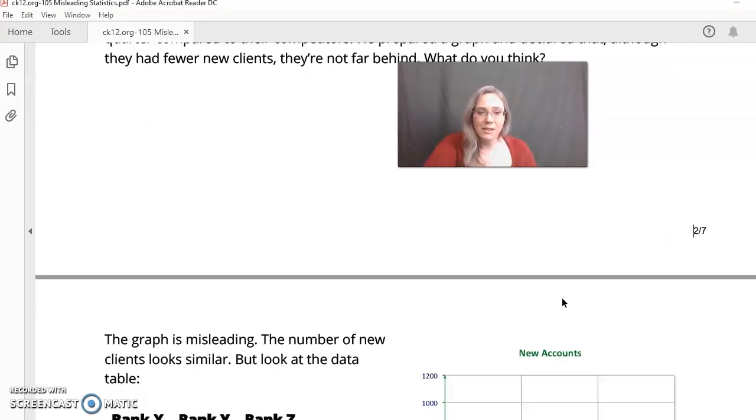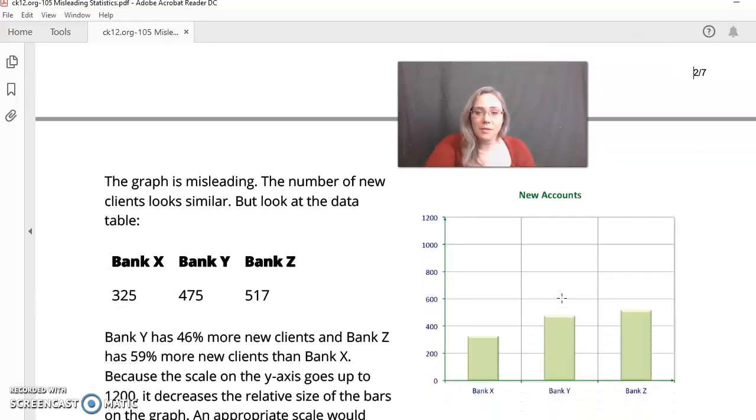Scroll down. Well, what do you think? If we look at this here, it looks pretty similar, right? They're not that far apart. If I were just glancing at this quickly, I might say they're pretty close. But when we look, wait, Bank Y has 46% more new clients and Bank Z has 59% more.